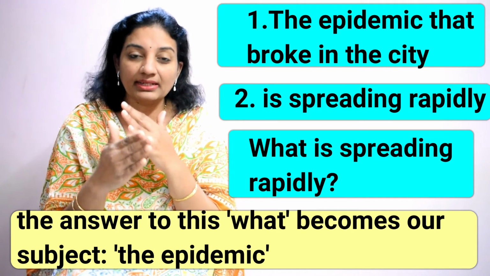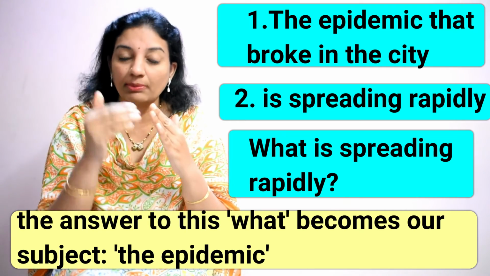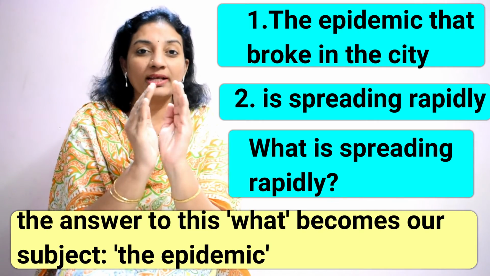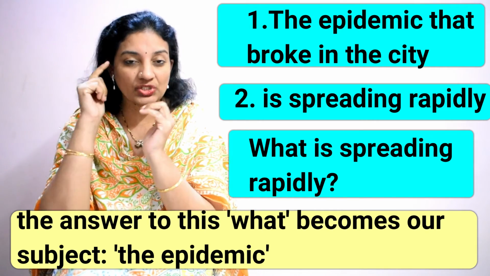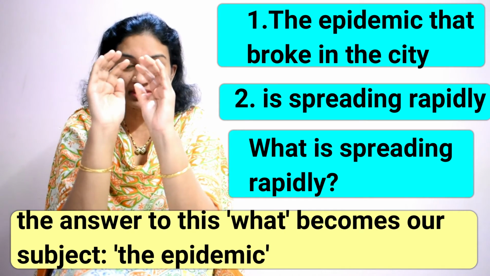Here you have to remember one thing, that the subject need not be a single word and the subject need not always start the sentence. Okay, don't go with that myth. Okay, so the epidemic that broke in the outskirts of the city is spreading rapidly. You have to divide the sentence. The epidemic that broke in the outskirts of the city, that is one part, is spreading rapidly, that is another part. What is spreading rapidly? Question like that in your mind. What is spreading rapidly? Something.